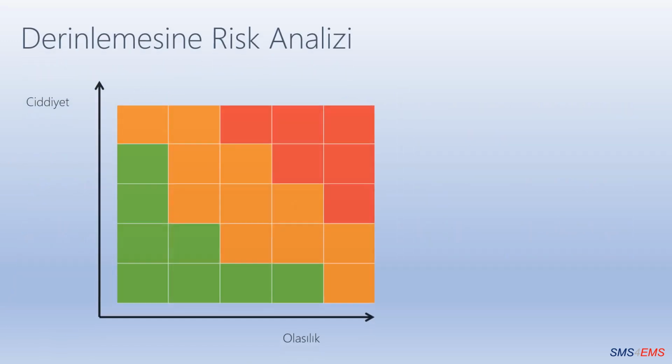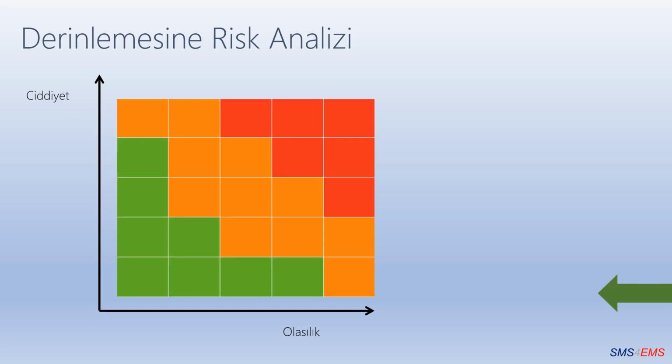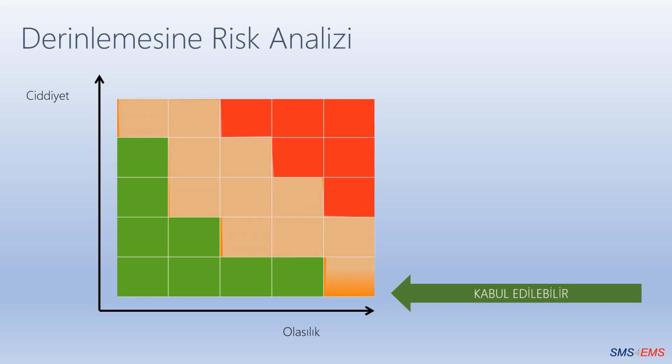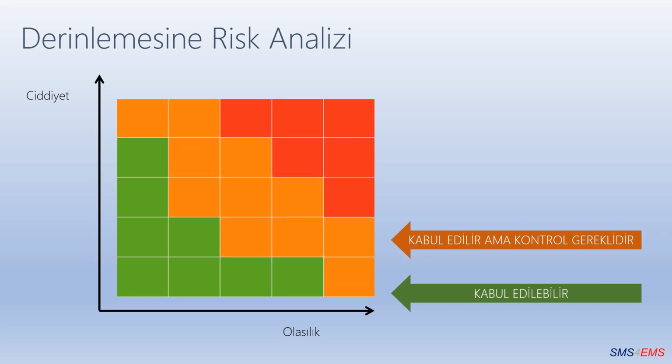If the risk is in the green zone, it is considered as acceptable. Operations may continue just being aware of the hazard. If the risk is in the orange zone, it is considered as acceptable based on the risk mitigation. Operations may continue, but additional control measures should be applied to reduce the level of the risk to as low as reasonably possible.